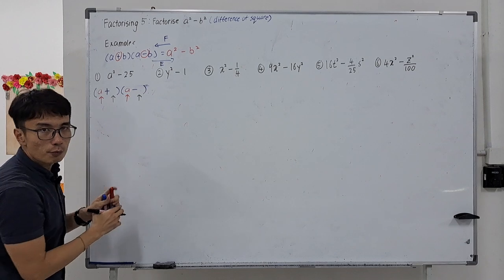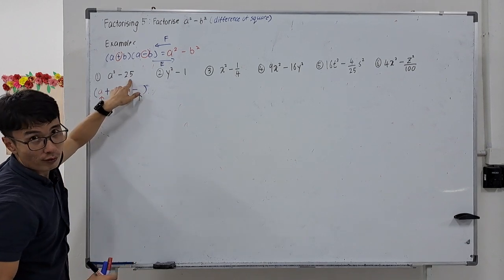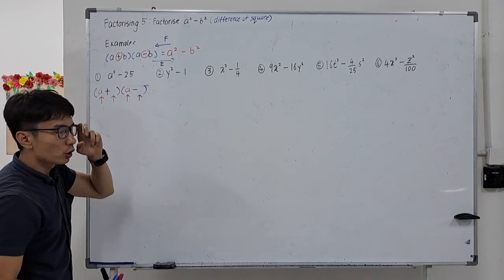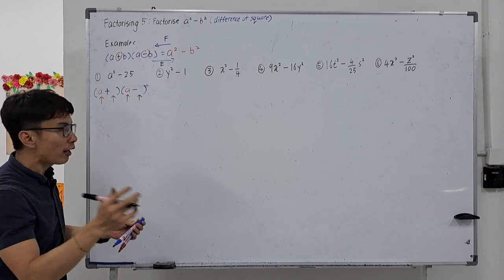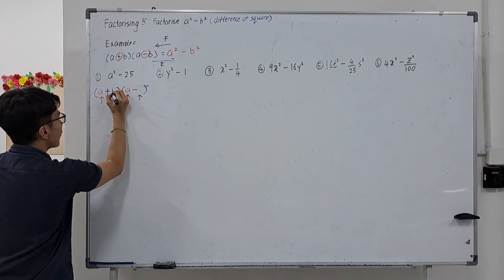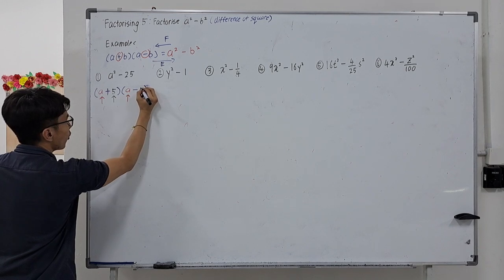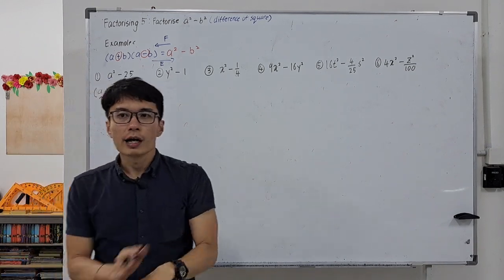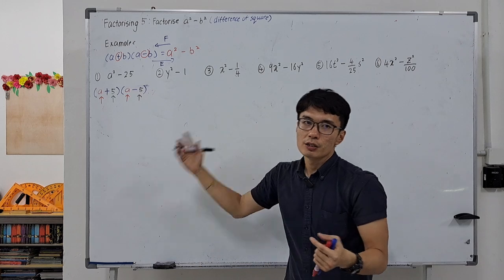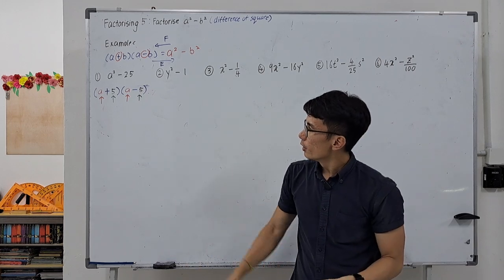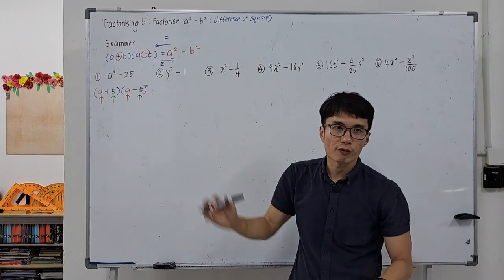Alright, that's going to be the square root of 25. The square root of 25, that will give me 5, right? So I'm going to put 5 over here and 5 over here. I'm done. Directly, I have done factorizing difference of square already. Okay? So that's how you factorize difference of square.